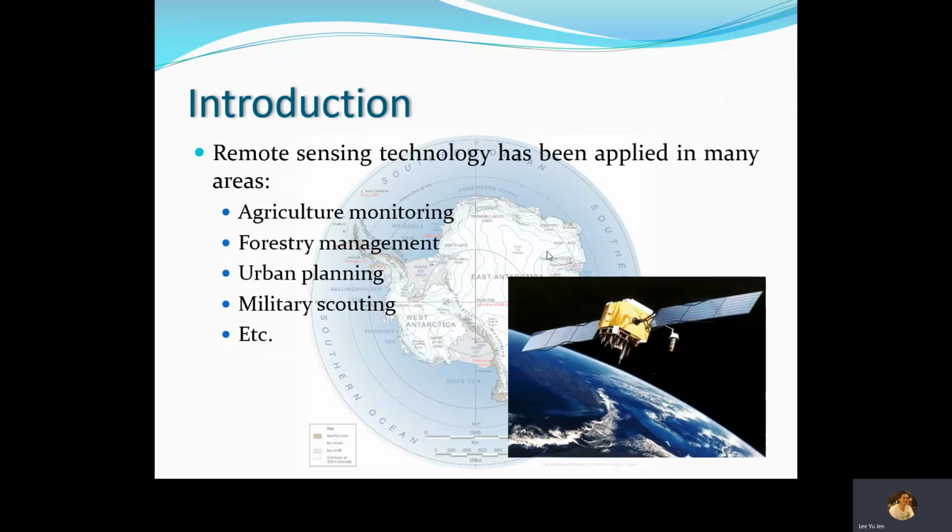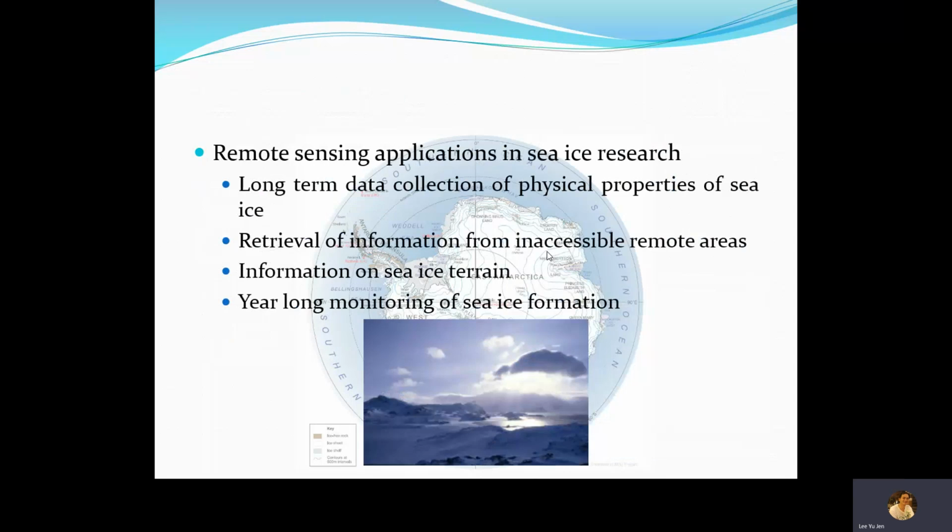So remote sensing has been applied in many areas, such as urban planning, oil spill management, forestry management, etc. And one area that we are looking at is how we can apply remote sensing to sea ice research. In sea ice research, scientists are interested in how they can perform year-long monitoring of the sea ice formation, how they can collect the data of the physical properties of the sea ice in the long term, how they can access information from remote areas in the polar regions.